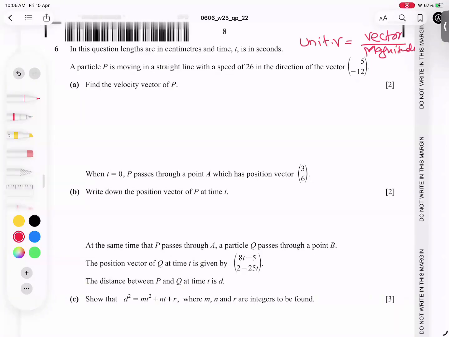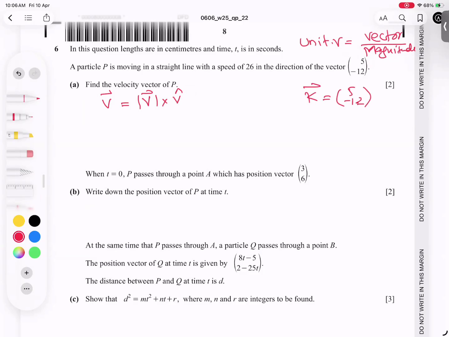Okay, now he's saying that any velocity vector consists of two parts. I talk about velocity. Velocity contains two parts, its magnitude and its direction. This cap represents direction. And it is very clearly mentioned that the velocity is in the direction of this vector. So this is some other vector. I label this as the k vector. The k vector is equal to 5, negative 12.